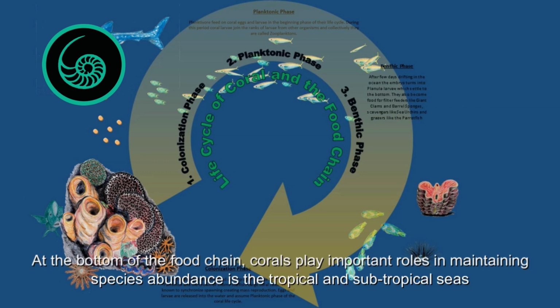At the bottom of the food chain, corals play important roles in maintaining species abundance in the tropical and subtropical seas.